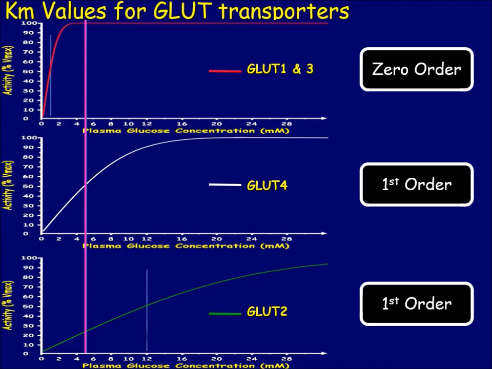Now let's look at the next scenario. It's several hours after your last meal and your plasma glucose concentrations have fallen back down to homeostatic levels. So we're talking back at 5 millimolar plasma glucose concentrations. Now in this scenario, your brain and central nervous system expressing the GLUT1 and 3 transporters will still be sitting at Vmax, at zero order kinetics, and in effect absorbing all the glucose it can possibly need.